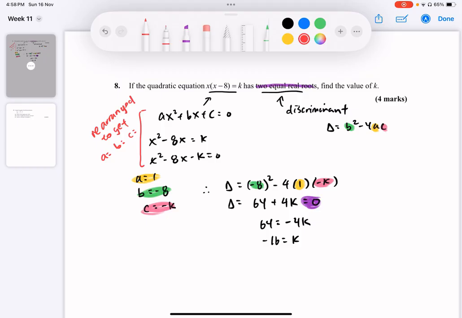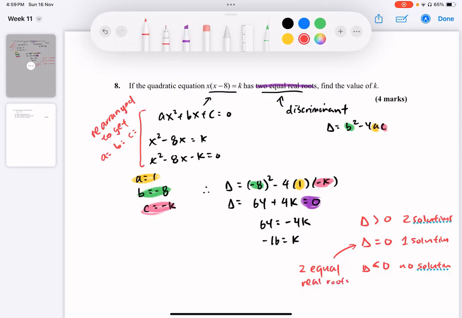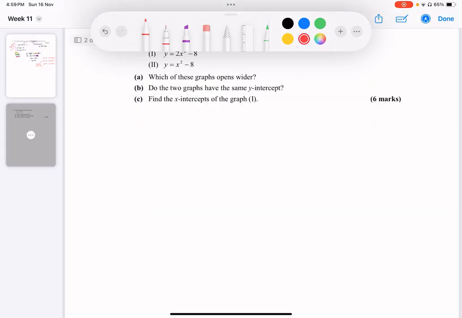You know what? Let me just write it down. Discriminant greater than 0, equals to 0, less than 0: 2 solutions, 1 solution, and no solution. So if it has two equal real roots, that means we have 1 solution because they're equal. Okay, let's move on to the next question.